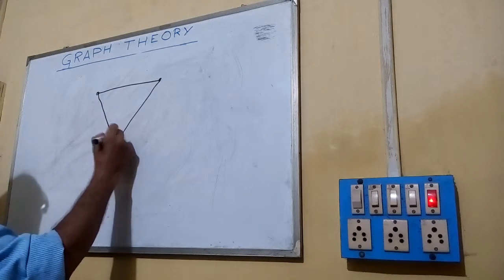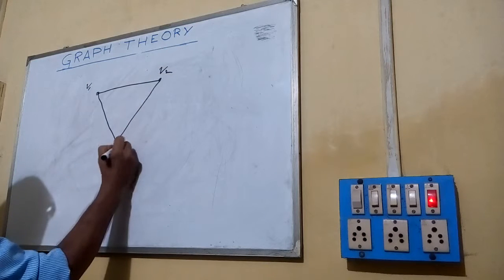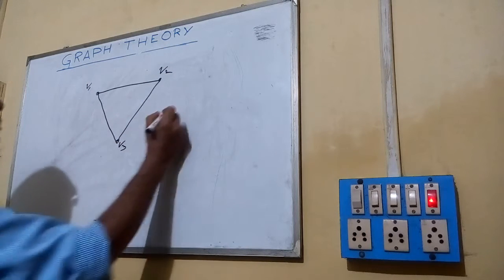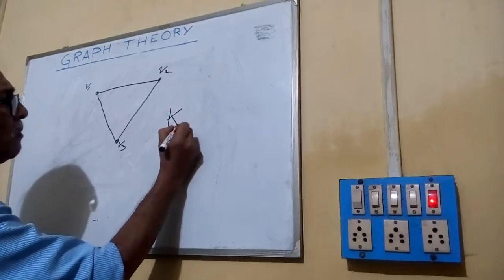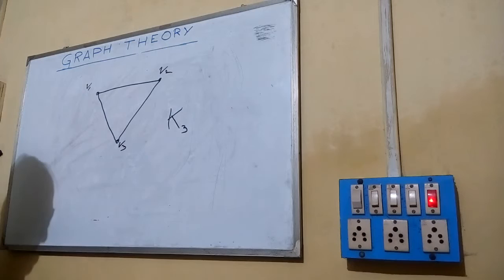We have already drawn it. We can again draw this one. Suppose V1, V2, V3. See this one. It is a complete graph. This is a complete graph of 3 vertices. This is denoted by K3.